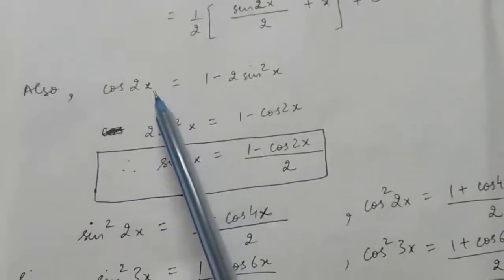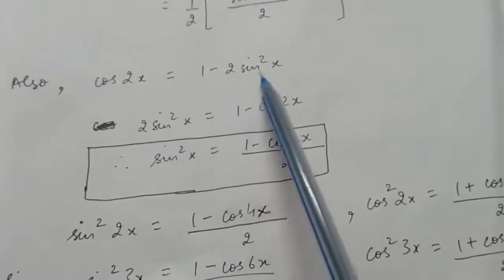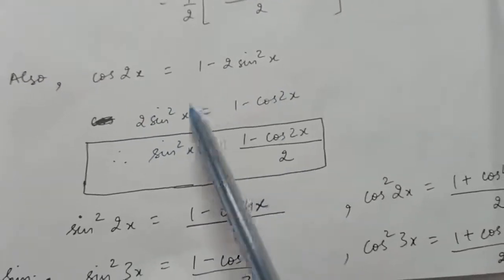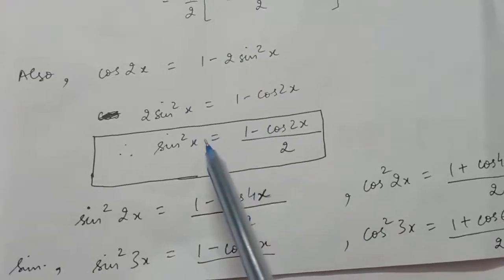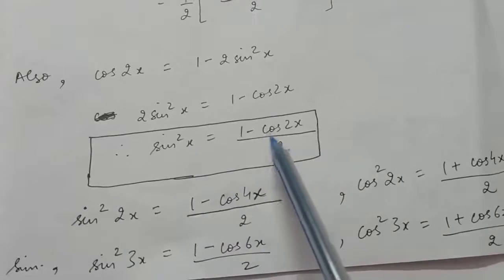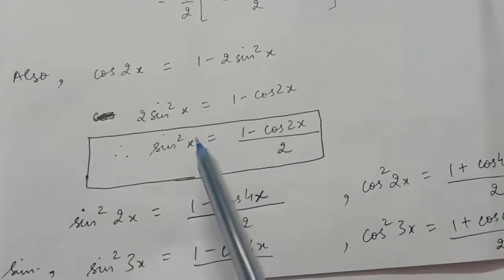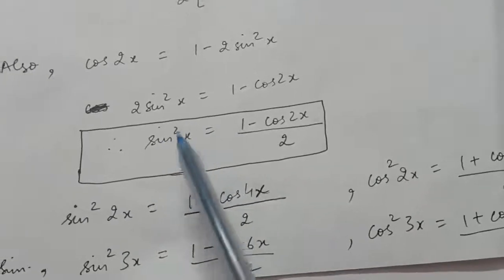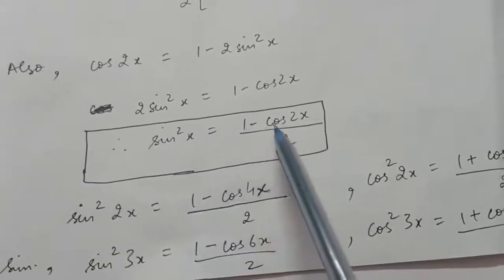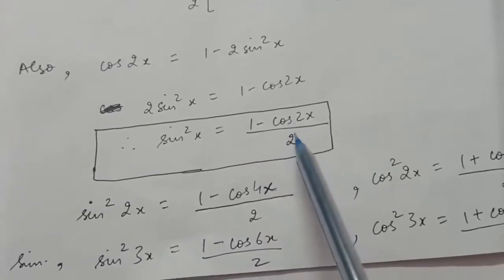Also, to solve the integral of sin square x, you know cos 2x is also equal to 1 minus 2 sin square x. So 2 sin square x is equal to 1 minus cos 2x. And therefore sin square x is equal to 1 minus cos 2x by 2. So learn this formula also. Now if you have to solve the integral of sin square x, then it can be written as integral of 1 minus cos 2x by 2, and it can be integrated easily, right?